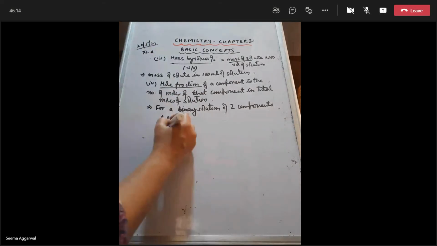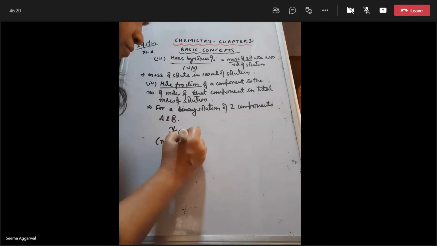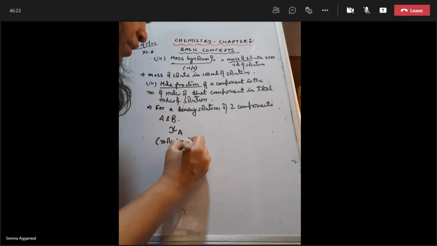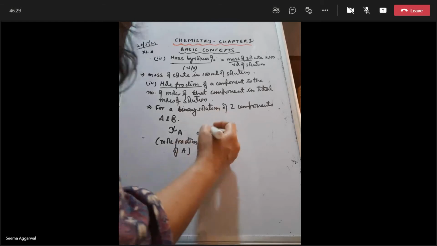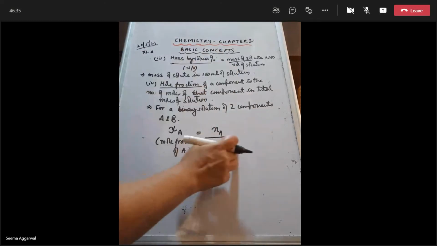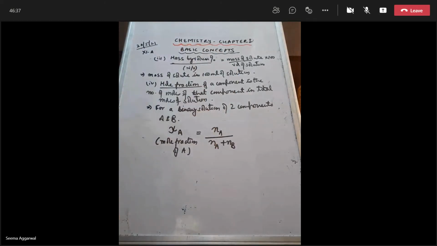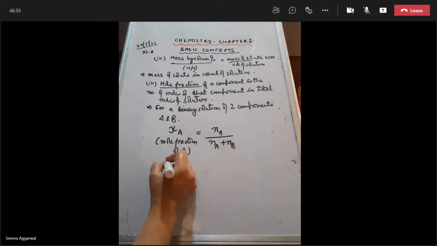Now suppose I have to represent the mole fraction of component A. Chi is the symbol of mole fraction of component A, equal to the number of moles of that component. It means number of moles of A upon total number of moles of the solution. Total number of moles means the solution is containing two components A and B. Is the point clear? Yes. If I am taking only two components, the mole fraction of a particular component means number of moles of that component upon total number of moles of both the components. What is the mole fraction of component B?